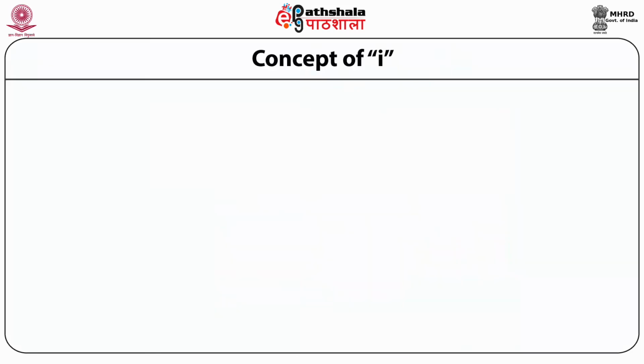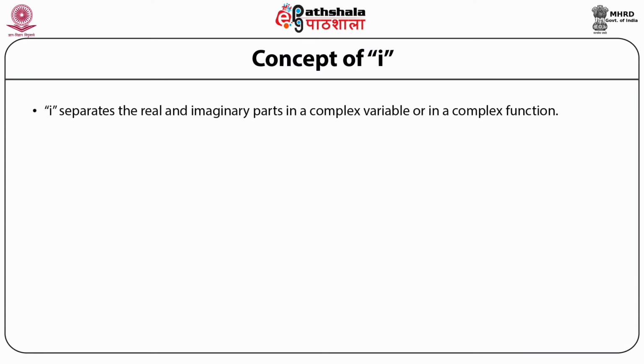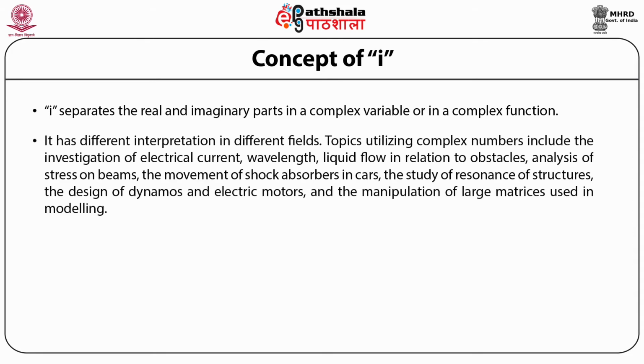We are going to see the concept of I. I denotes or separates the real and imaginary parts in a complex function or a variable. It has different interpretation in different fields. Topics utilizing complex numbers include the investigation of electrical current, wavelength, liquid flow in relation to obstacles, analysis of stress on beams, the movement of shock absorbers in cars, the study of resonance in structures, the design of dynamos and electrical motors, and the manipulation of large matrices used in modeling.